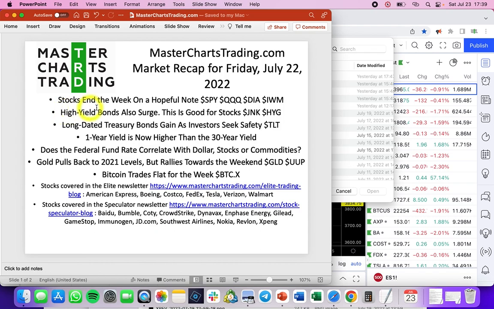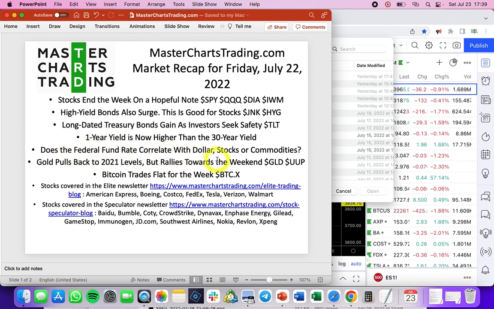So we'll do the same as always. We'll look at stocks. They ended the week on a hopeful note. High yield bonds also went up, so that's good for stocks. However, the long-dated Treasury bonds are also gaining, and we will see if that's something of a flight to safety situation. And notice that the 1-year yield is now higher than the 30-year yield.